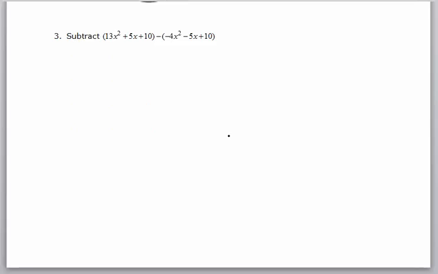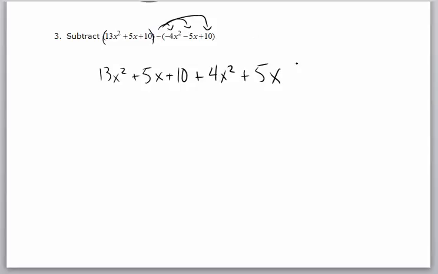Okay, finally, subtraction again. So I'm going to distribute. That's the key to these problems, distributing that negative. All right, in the first case, there's no negative in front. It's just parentheses, so I drop them: 13x squared plus 5x plus 10. Distribute the negative sign. Negative 4x squared, positive 4x squared. Negative 5x, positive 5x, and negative 10. Whoops. Negative to a positive 10, and negative 10.